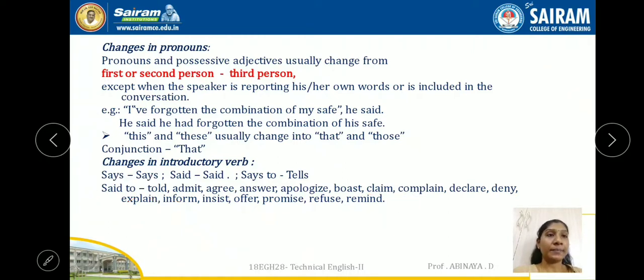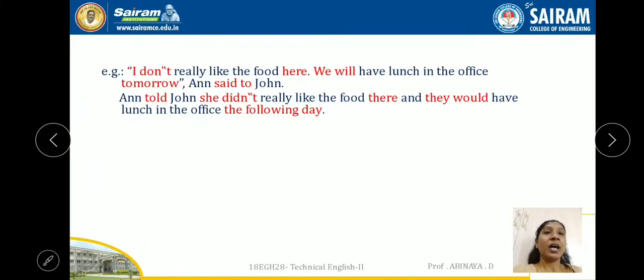Let us see further. See the example. 'I don't really like the food here. We will have lunch in the office tomorrow,' she said to John. It is a normal statement. So first let us see the introductory verb. This is the introductory verb, and here it is in the past tense. So obviously we have to change the tense of the reporting verb.